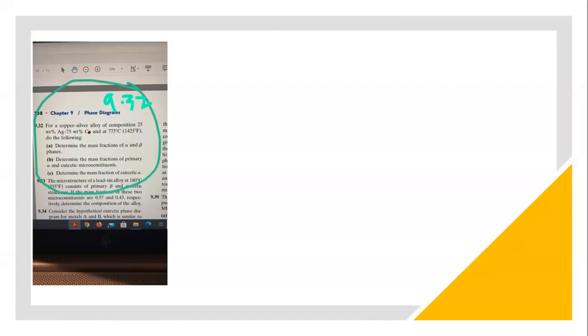It says that for a copper-silver alloy of composition 25 weight percent Ag and 75 weight percent copper at 775 degrees, do the following: determine the mass fraction of alpha and beta phases. Determine the mass fraction of primary alpha and the eutectic microconstituents. And determine the mass fraction of the eutectic alpha, right?